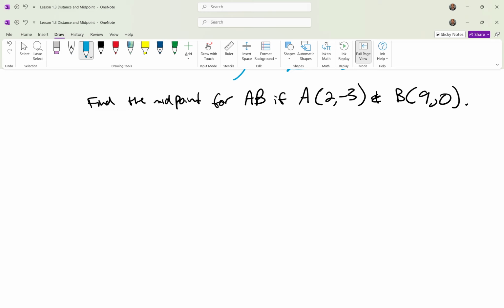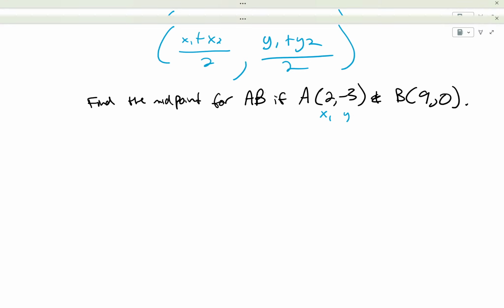Here we go. Let's label these guys. This is x sub 1. This is y sub 1. This is x sub 2. This is y sub 2. So then, in parentheses, I'm going to add my x's together. So I have 2 plus 9, right? X plus x, all over 2. And I'm going to add my y's, right? Negative 3 plus 0 over 2.